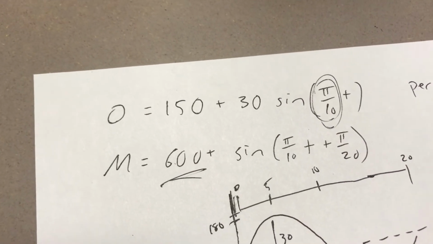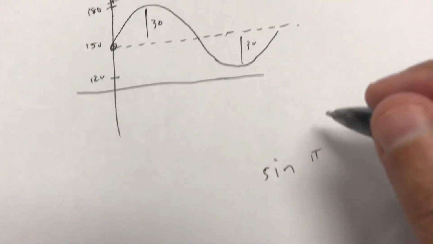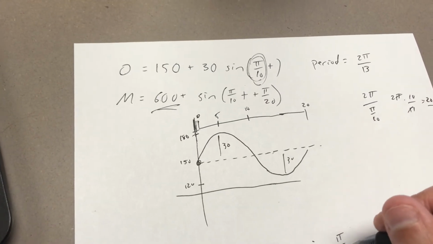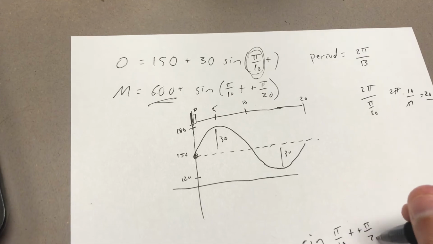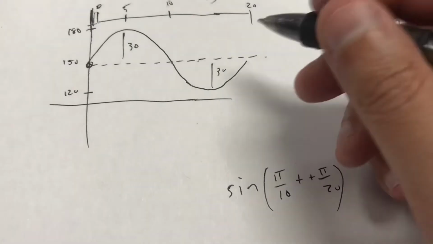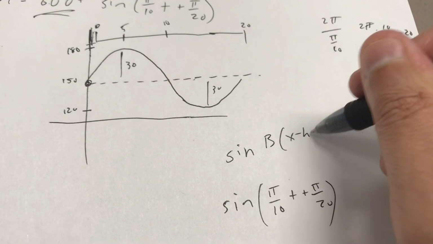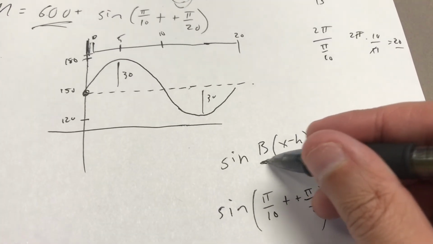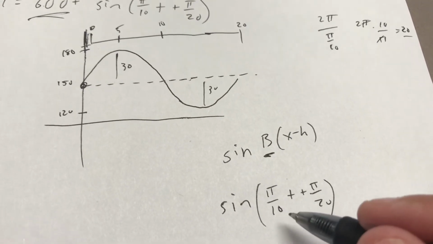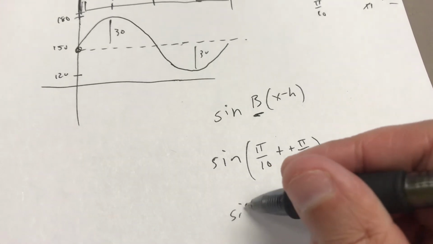By the way, be careful. On the sine part, the equation is sine of pi over 10 t plus pi over 20. You need to be real careful there. If you think the phase shift is pi over 20, it's not. Remember, our form for this is sine of b times x minus the horizontal shift. You've got to have that factored out of the phase shift. So notice there's a pi over 10 in front of the t. You've got a factor of pi over 10 out of both of these. That is your b value.